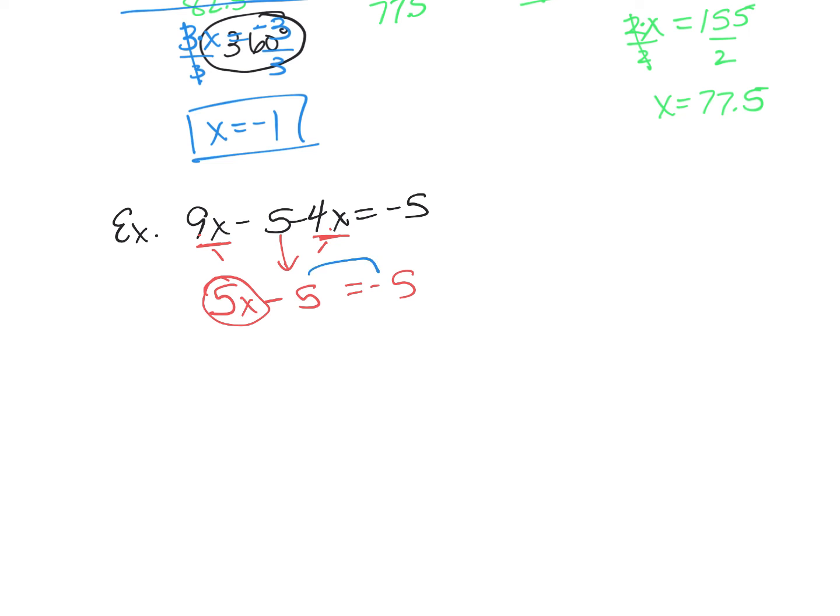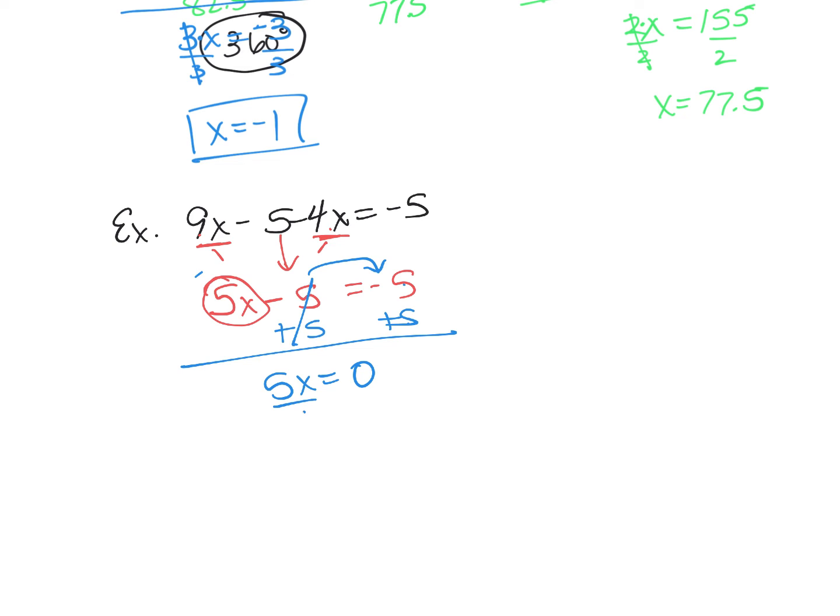Now I want to push this negative 5 over because I want to get the variable isolated to one side. So I have to do the inverse operation to push it over to the other side of the equal sign. Cancels that out, so I get 5x. Negative 5 plus 5 equals 0. Remember, we talked about this in class on Friday. If you have an equal sign, you have to have something on both sides. You just can't leave it blank, right?